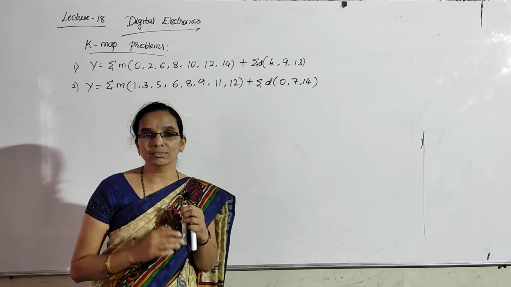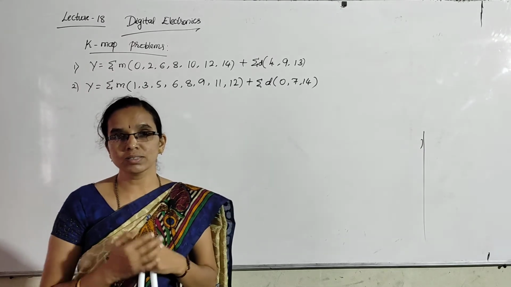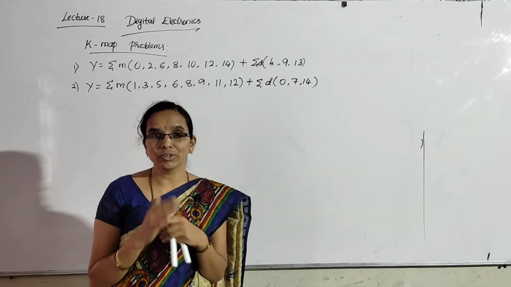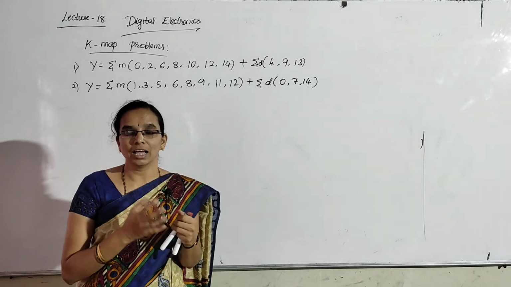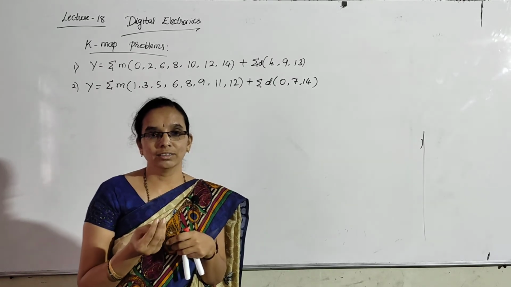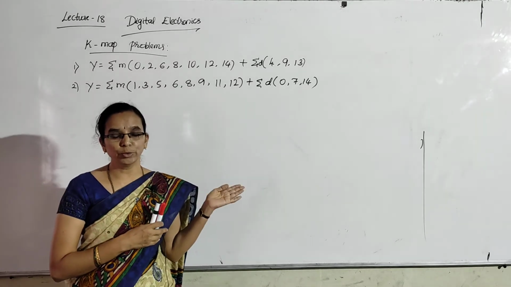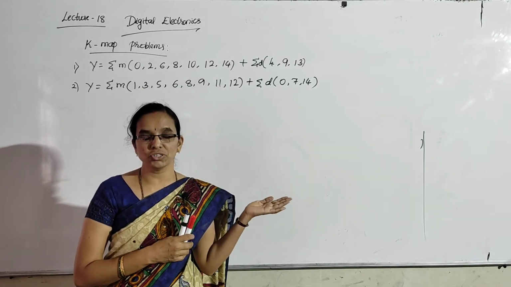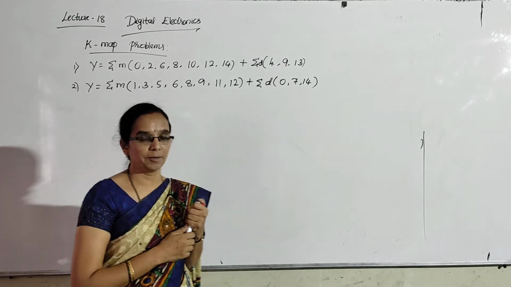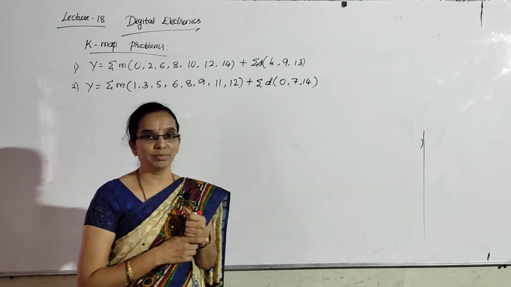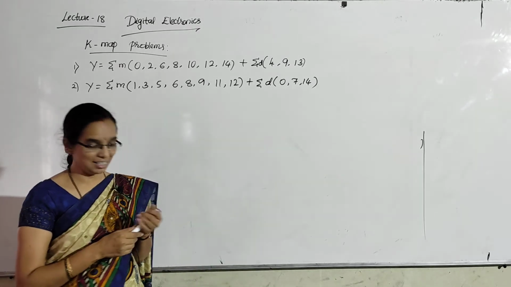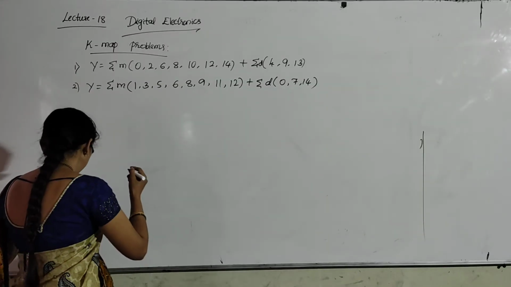If you have done the problems, verify the answer. If you have done half the way, either you have plotted the K map, then how to group and how to write the Boolean expression, all that you can see. If you have not tried, please copy the problem at least. Okay, the first one.